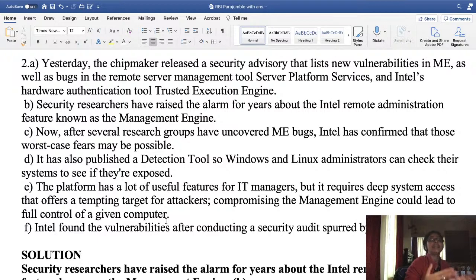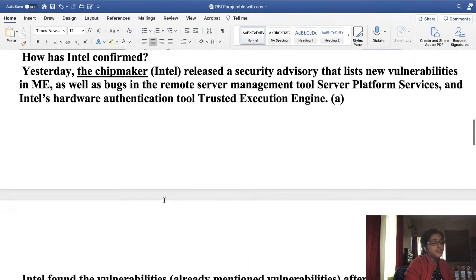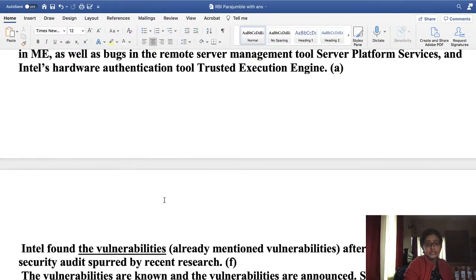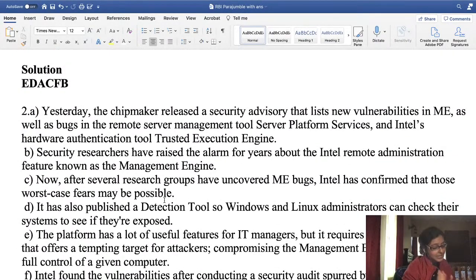Yes, it lists the new problems, the new vulnerabilities. What is F doing? F is telling you how Intel found those problems. They found the problem by doing an audit based on current research. That is how they found out all these new vulnerabilities.